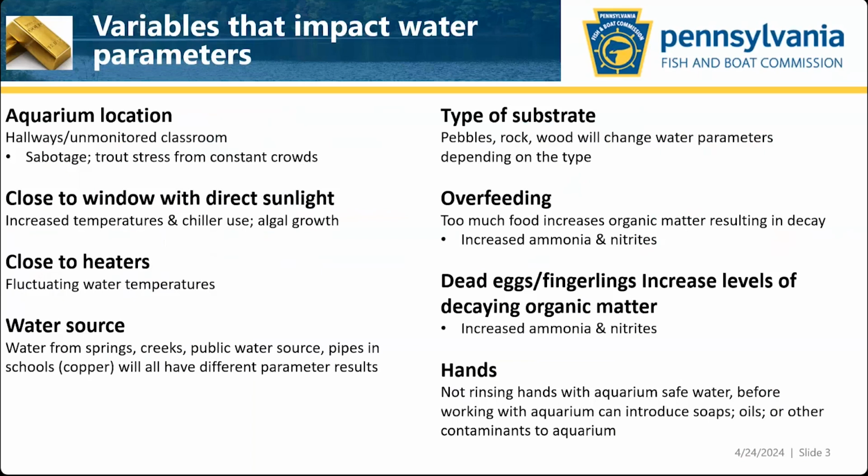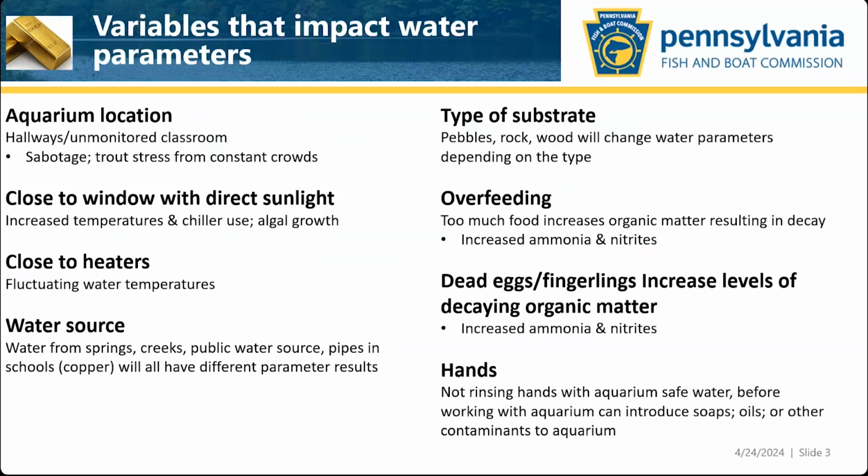Some schools have copper lines. Most of the time, if the copper pipes have water running through them relatively often and it's not sitting there and leaching into the water, it shouldn't be an issue, but this is something you could also double check and test for before you actually get your fish or your eggs.